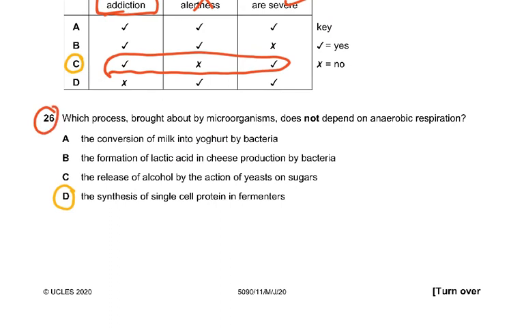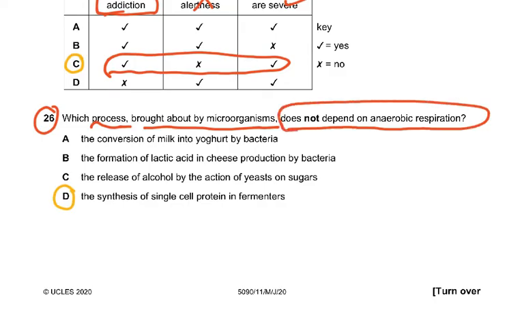Question number 26. Which process brought about by microorganisms does not depend on anaerobic respiration? Read this carefully, not dependent. That means three of these were depending on it. The conversion of milk into yogurt by bacteria. Yes, anaerobically acid is produced and all that, and then the protein casein is converted to caseinogen. The formation of lactic acid in cheese, then the release of alcohol by the action of yeast.